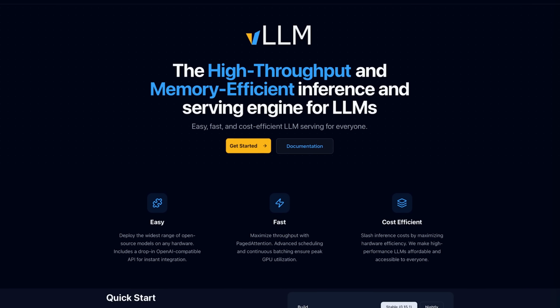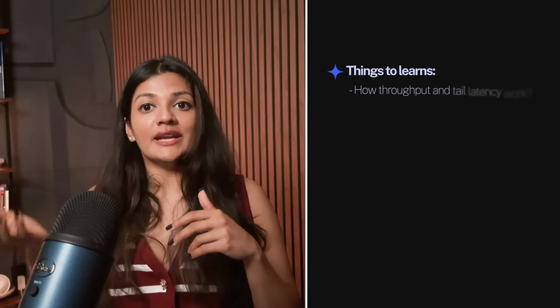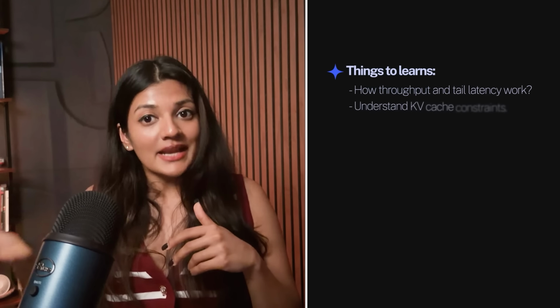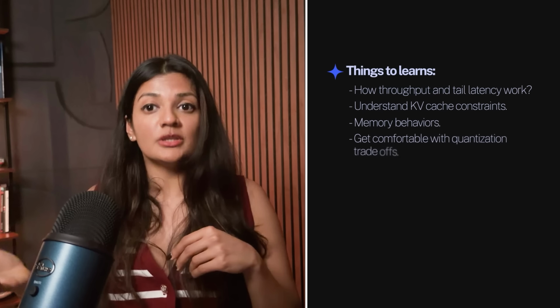On the self-hosting side, we have vLLM. vLLM is the go-to open source LLM serving engine. So you need to learn how throughput and tail latency work, understand KV caching constraints and memory behaviors, and get comfortable with quantization trade-offs.